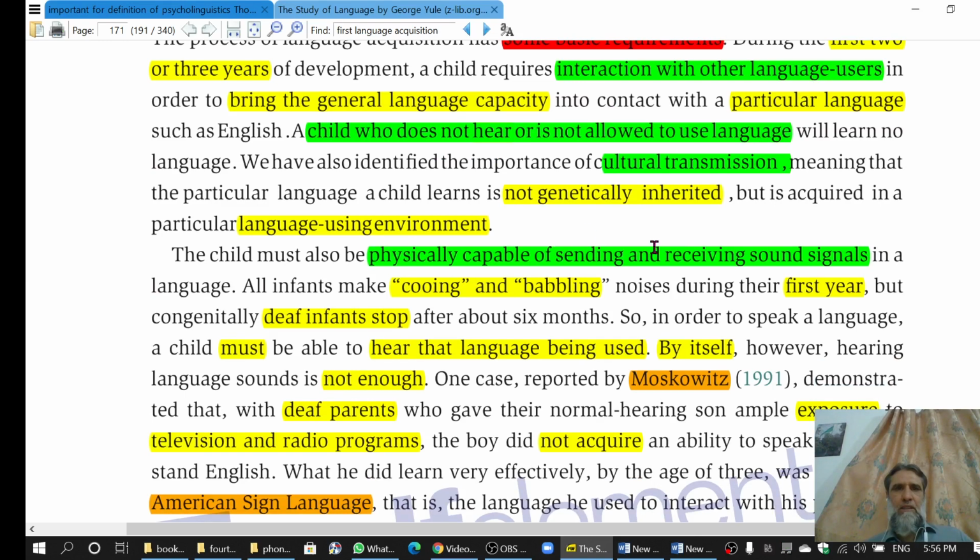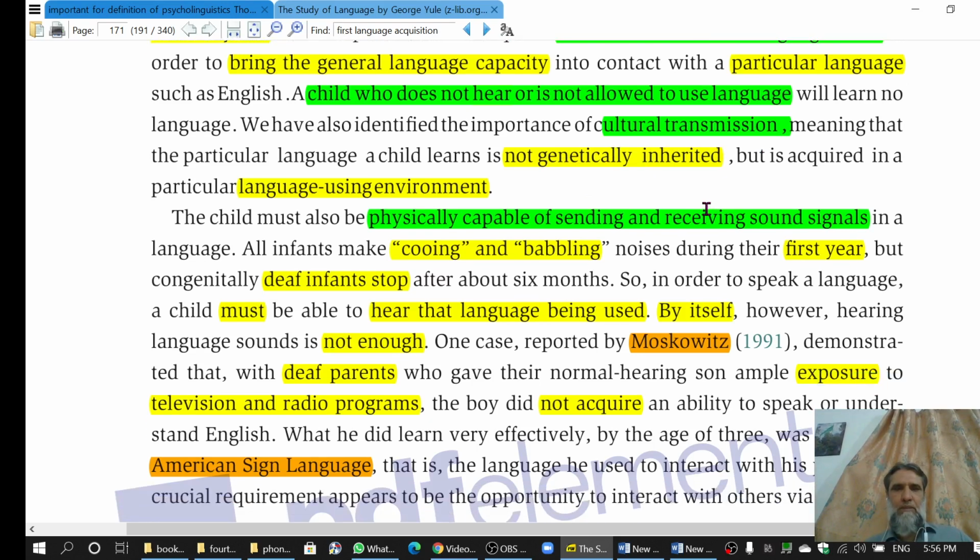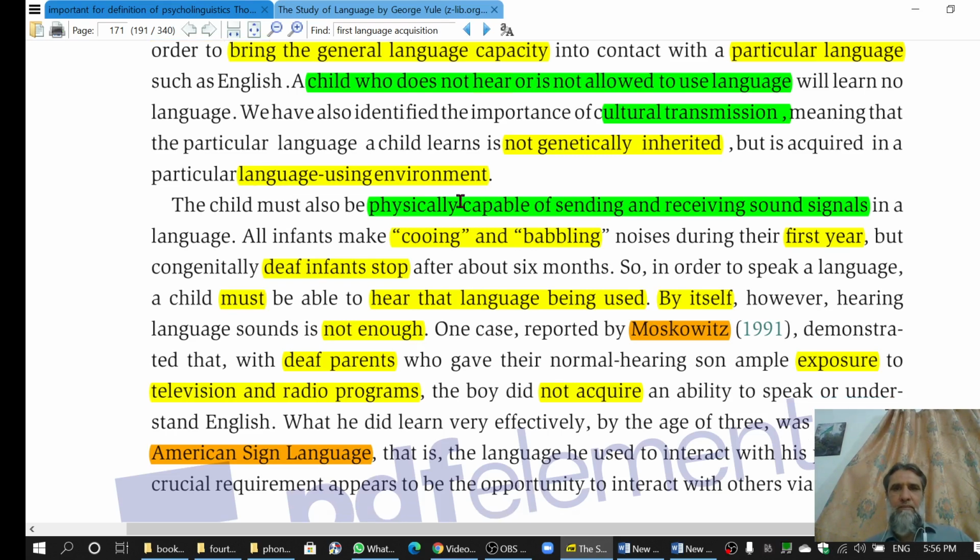The third is that it is culturally transmitted, that it is not genetically inherited. There should be environment in which the language users use that language. Fourthly, the child must be physically capable of sending and receiving sound signals. If he is capable of receiving sound signals only, then he will not be able to acquire language, as this case, special case, was referred to.